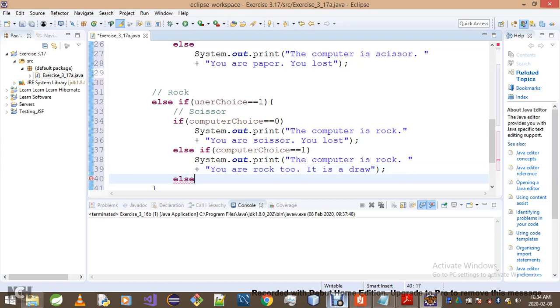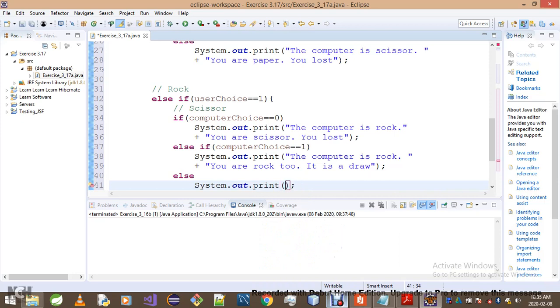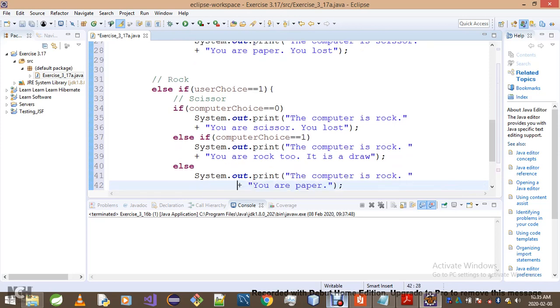else, this is the else part, this is the last part. Okay, in this case, in fact, you don't need that. So we'll simply go system.out.print. The computer is rock. You are paper. And if you think this solution is lame, I am absolutely with you on that. We are gonna give a better one right after this one here. So you won.